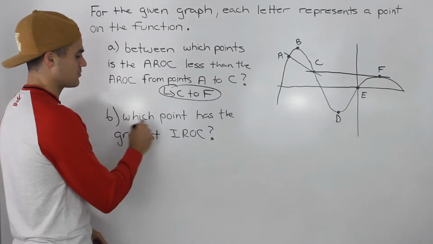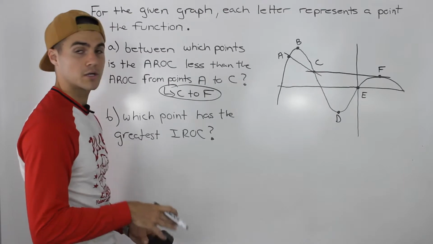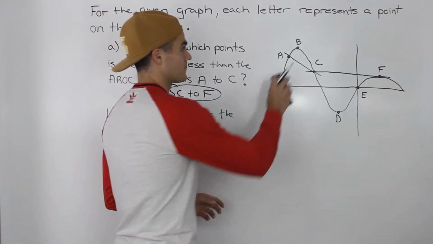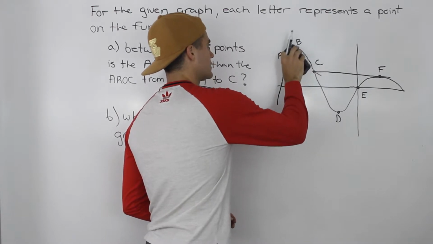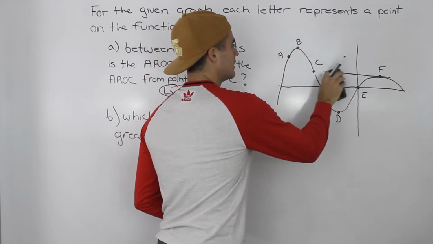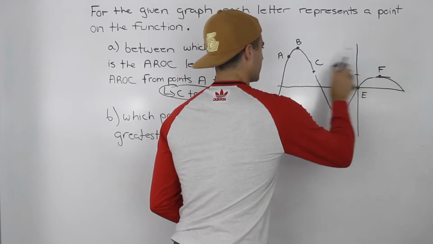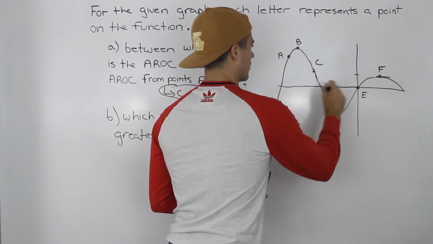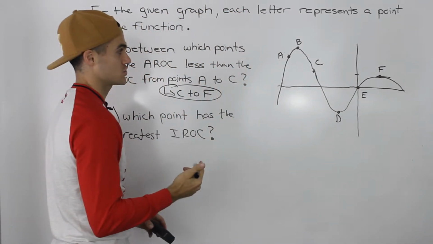And then part B, which point has the greatest instantaneous rate of change? Well, when we're talking about instantaneous rate of change, what are we talking about? We're talking about the slope of the tangent, not the secant anymore, because it's only at one point. So which point on this function is going to have the steepest tangent?